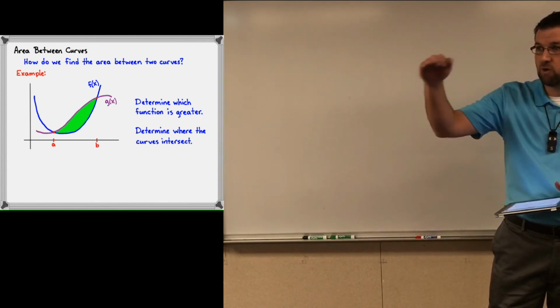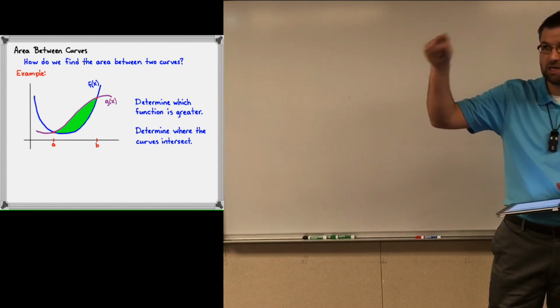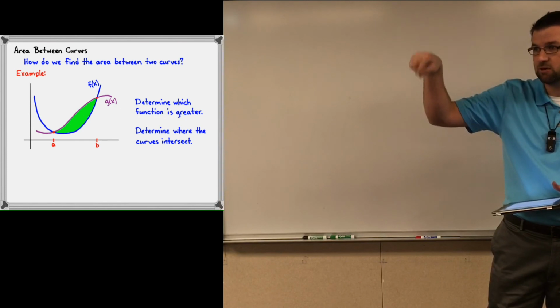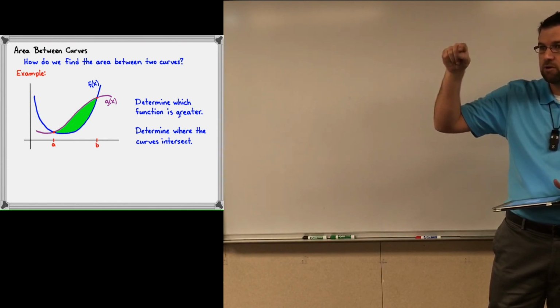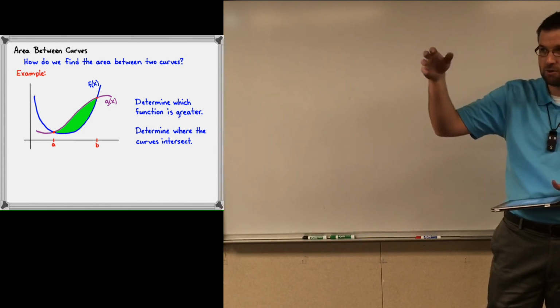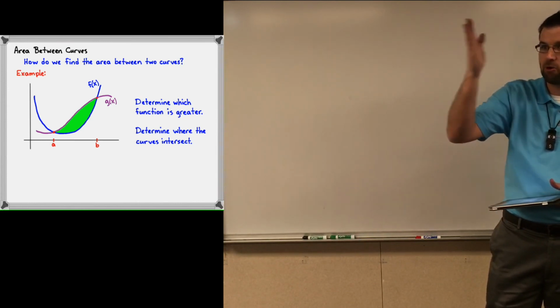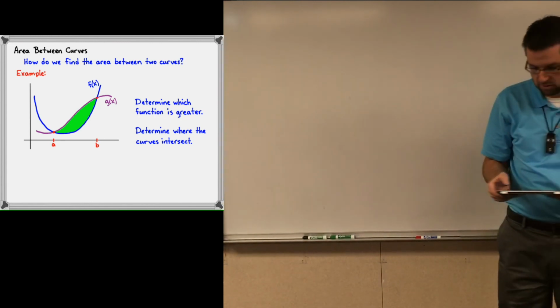You have Y1, you have Y2, you graph it, what do you do? You press intersection. It's in the same list as the zeros. You press intersection, and then it'll say first curve. You put your cursor on one of the curves, hit enter. Second curve, put your cursor on the other curve, hit enter. And then it'll ask for lower bound, so you move to the left of the intersection, hit enter. Upper bound, move to the right of the intersection, press enter.